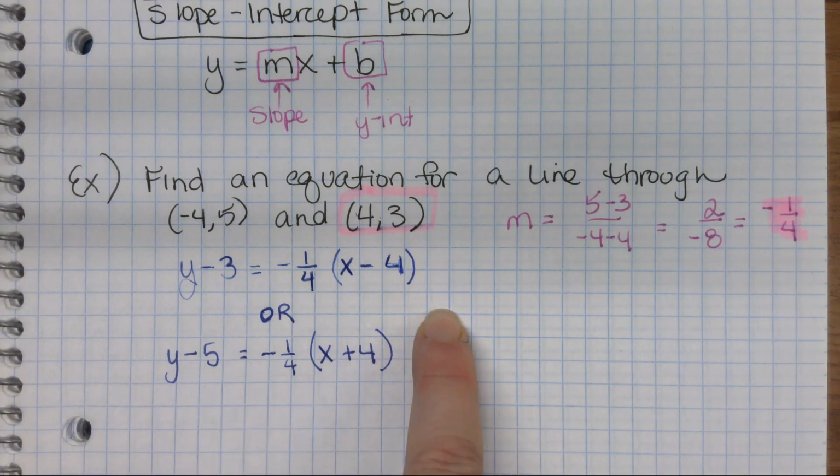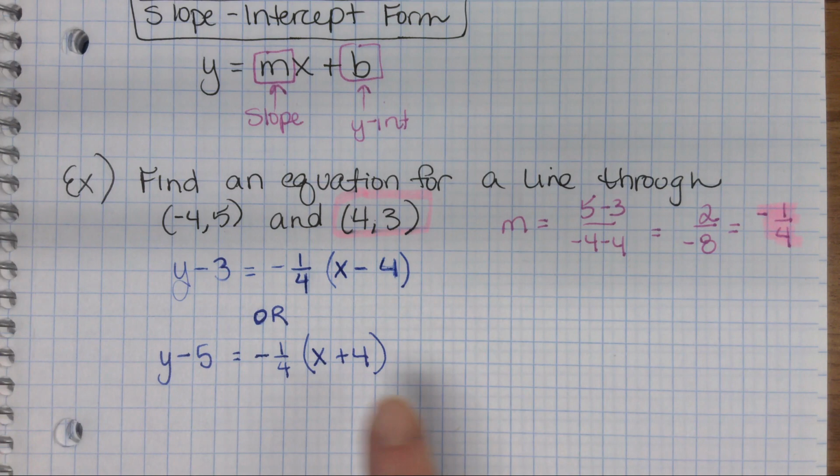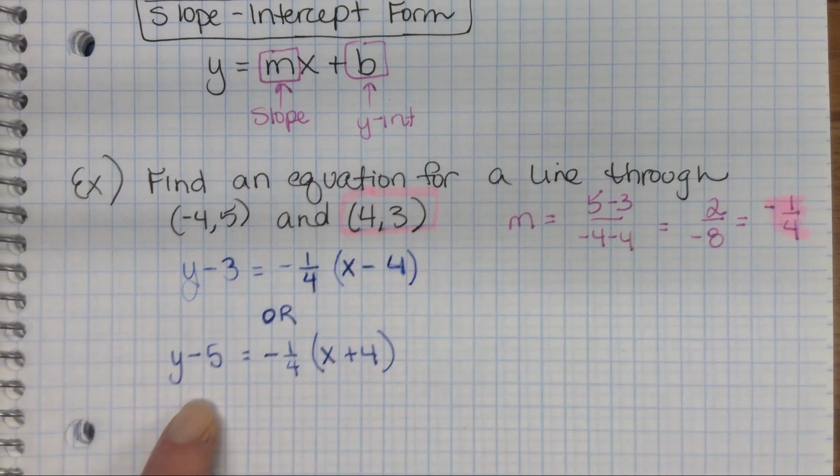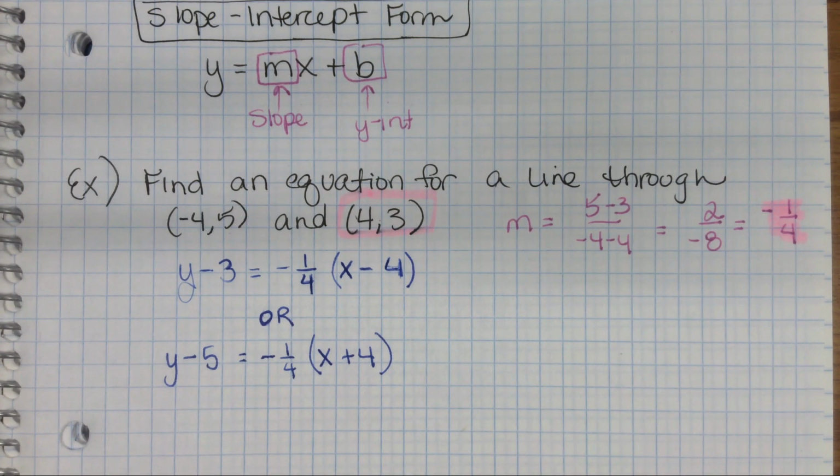These 4 rows. You're going to take this bottom one and you're going to distribute the negative 1/4 to the parentheses and move the 5 over. Go.